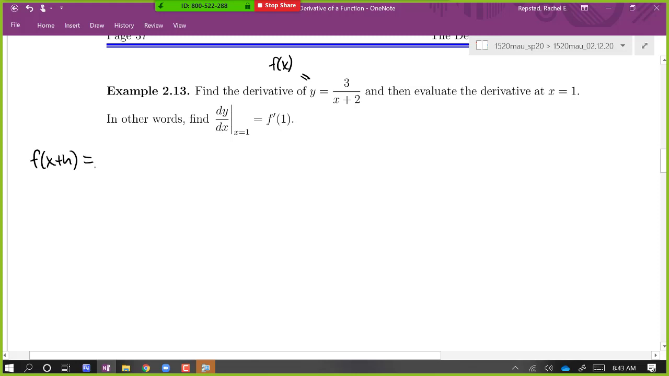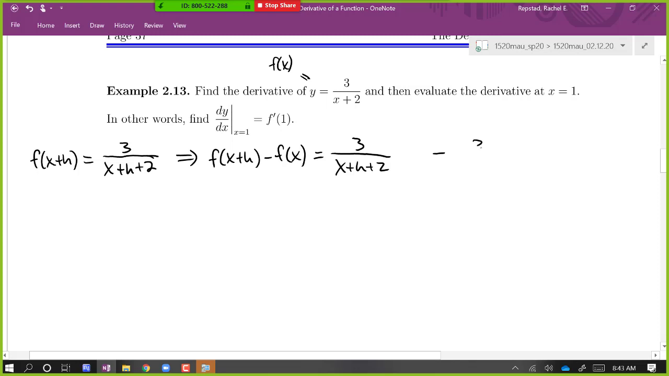The way we start is the same, right? We need an expression for f of x plus h minus f of x. So f of x plus h is 3 over x plus h plus 2. There's no expanding to do there. There's zero algebra for me to do with this fraction. That's f of x plus h. So now f of x plus h minus f of x is 3 over x plus h plus 2 minus 3 over x plus 2.